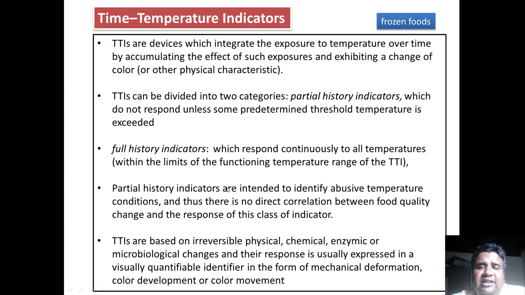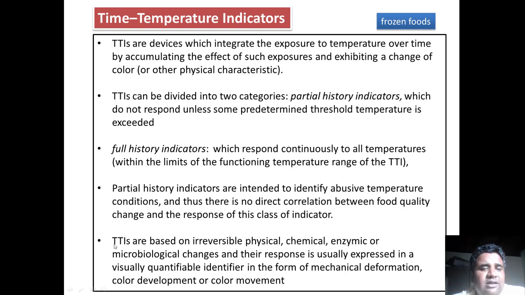So partial history indicators are intended to identify abusive temperature conditions, and thus there is no direct correlation between the food quality change and the response of this class of indicators. Fine, because they will tell you that, yes, two times the temperature has exceeded. That is the job of the partial history indicator. Whether the product quality is good or not, they will not tell.